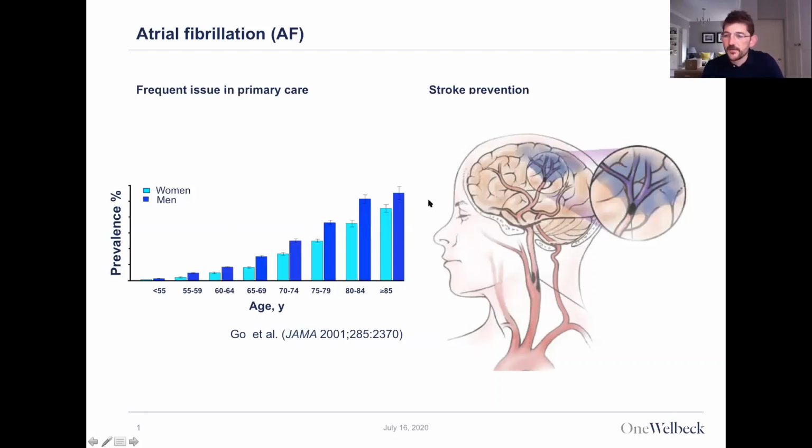And strokes in AF are very bad because it's not usually due to the buildup of atherosclerotic plaque that allows the brain some time to get ready, but it's usually an acute embolic event, and you get much worse strokes with atrial fibrillation than, let's say, normal strokes.